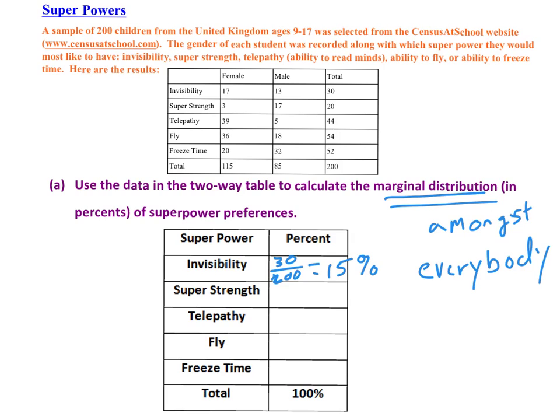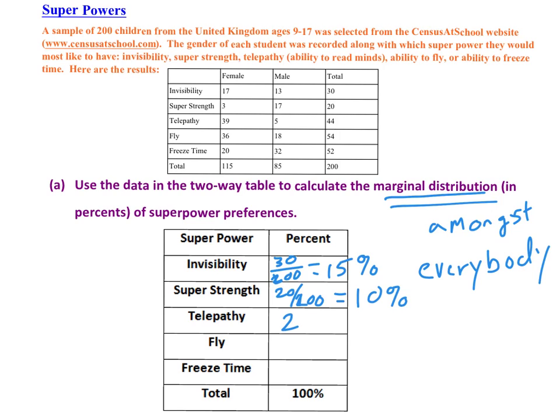or 15%. I'll show the work for one more, and then I'll just fill in the percents. Super strength, 20 out of 200, 10%. Notice the two columns about how it breaks down between males and females. Not looking at it, okay, because this is marginal.